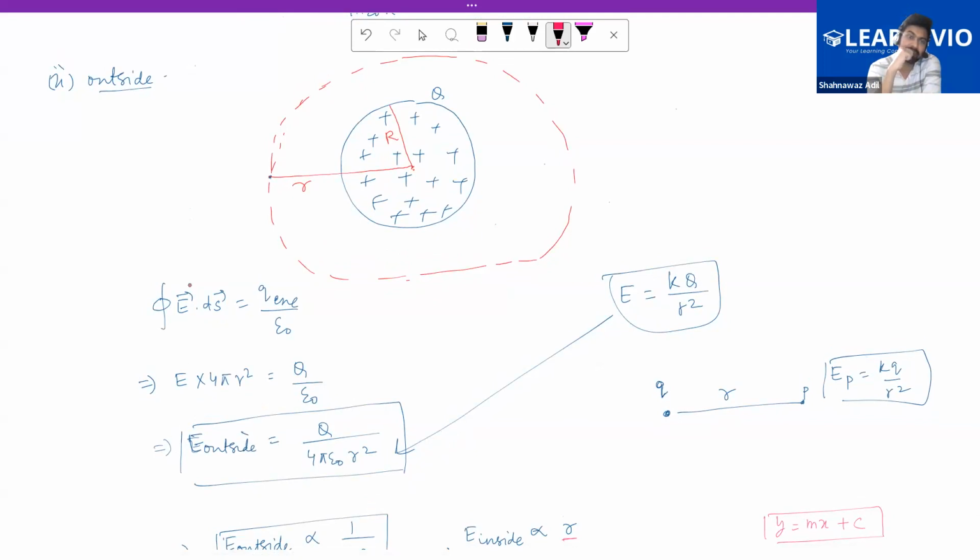So that is why this Gauss law is very, very important. This has a very nice application. Whenever you have a symmetric kind of thing, this Gauss law is very handy.